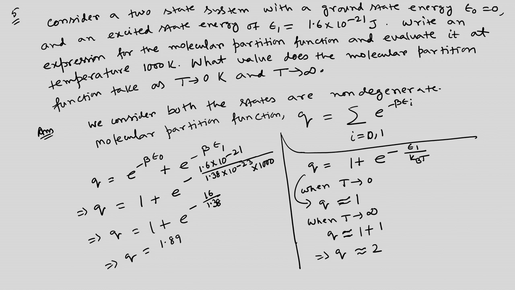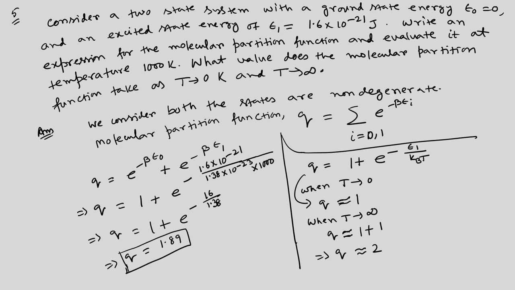The value of epsilon 1 is 1.6 times 10 to the minus 21. We substituted the value of epsilon 1 there, and beta is 1 by kBT, so in the denominator we have the kBT term. We now substitute the value of kB, 1.38 times 10 to the minus 23, times 1000. This reduces Q to 1 plus e to the minus 16 by 1.38, and it gives the value of Q as 1.89. So this is the numerical value of Q.